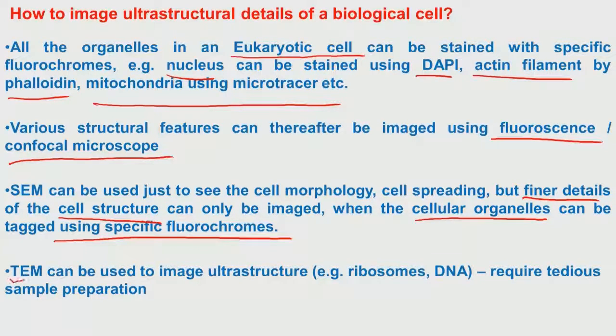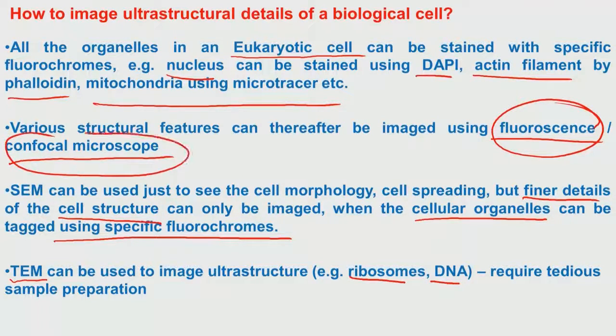Another microscope which is not used that extensively is the transmission electron microscope. It can be used to image some of the ultrastructure like ribosome structure or DNA structure, but it requires very tedious and very careful sample preparation. Therefore, many researchers regularly use fluorescence or confocal microscope in conventional biological sciences as well as in the field of biomaterials.